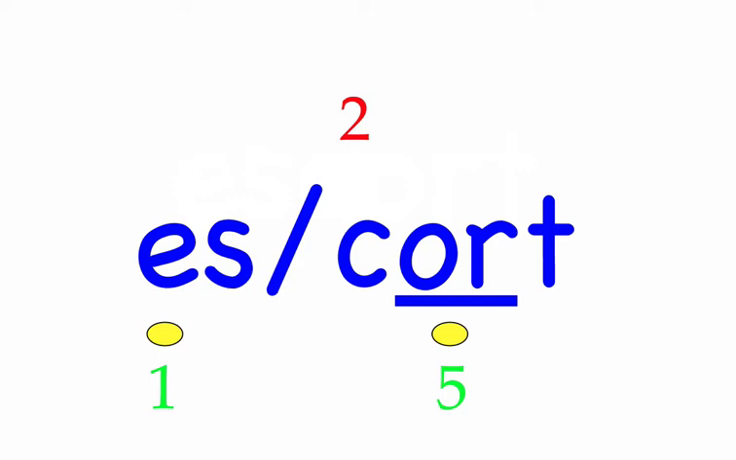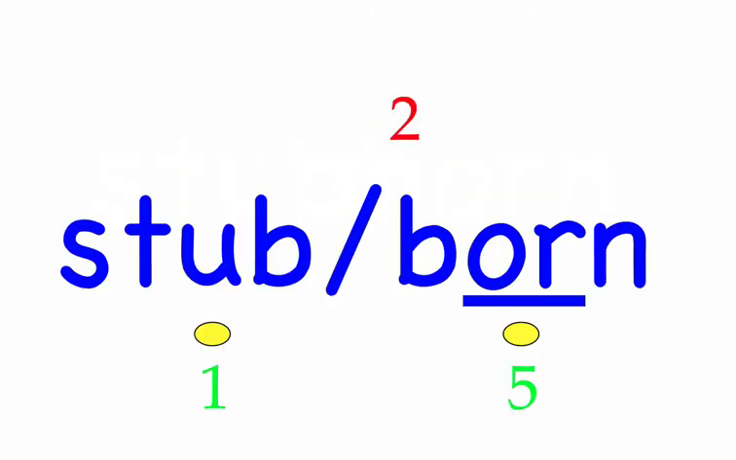Stubborn. Now, conversationally, we say stubborn. For spelling, we say stub-born. Stub, 4 sounds. S, t, b. Born, 3 sounds. B, or, n. Stub-born. Mark the word.